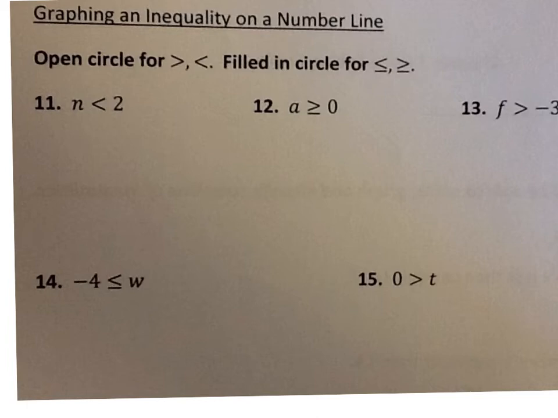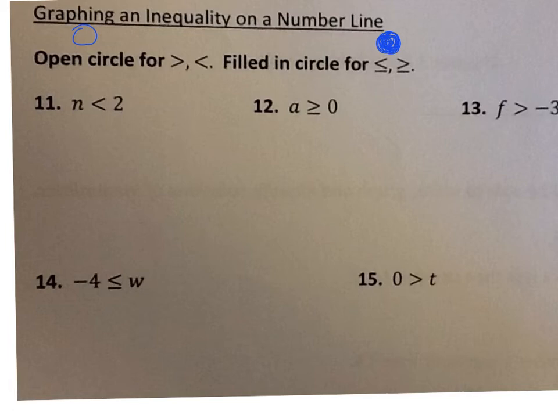All right, the last thing we need to cover is how to graph an inequality on a number line. Okay, so we're going to have an open circle on a number line if we have greater than or less than. And then we're going to have a filled in circle on our number line for less than or equal to and greater than or equal to. And the filled in circles will look like this.